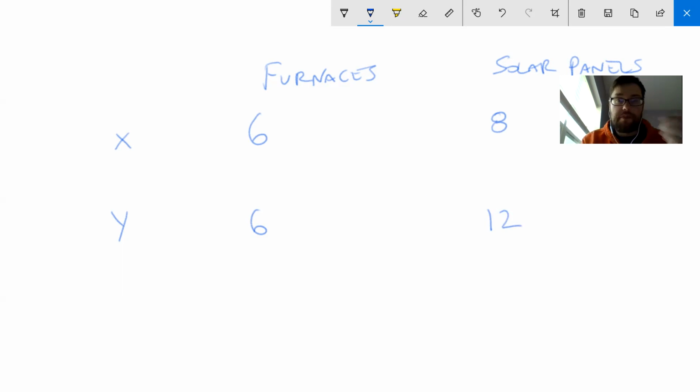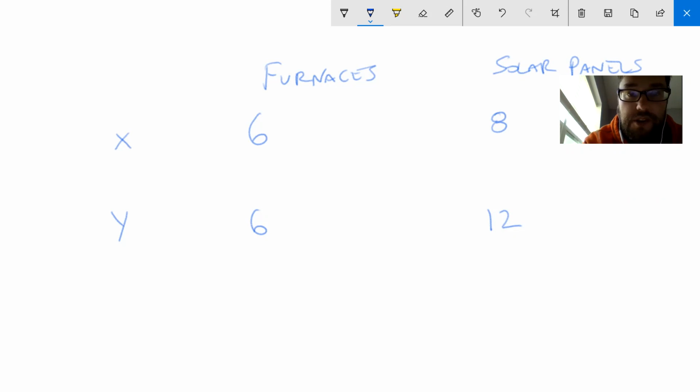Right off the bat, part A asked about absolute advantage in solar panels. We can clearly see that country Y is the answer there because they can produce more solar panels. So country Y has the absolute advantage in solar panels. For furnaces, nobody has an absolute advantage, right? They can both produce the same amount. So you don't even need to calculate any opportunity costs to answer absolute advantage. Now, we do need to go on and talk about comparative advantage, and for that, we need to calculate opportunity cost. So remember, opportunity cost is the price of one good in terms of the other good.